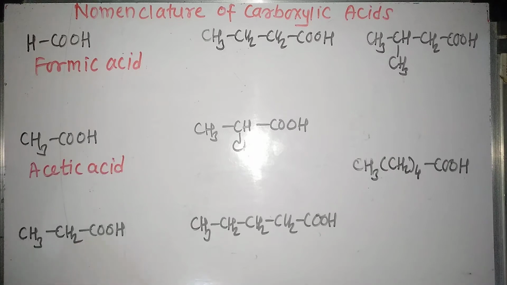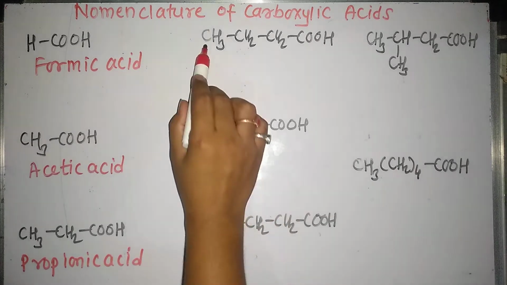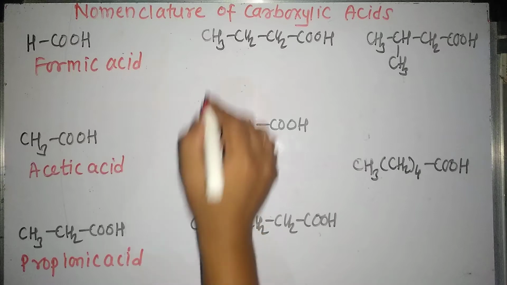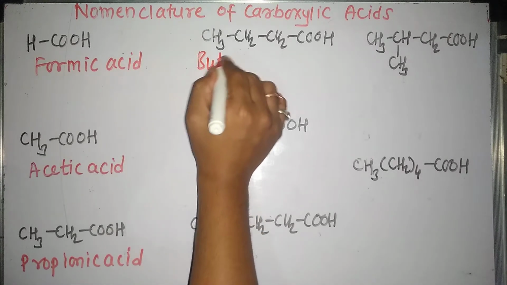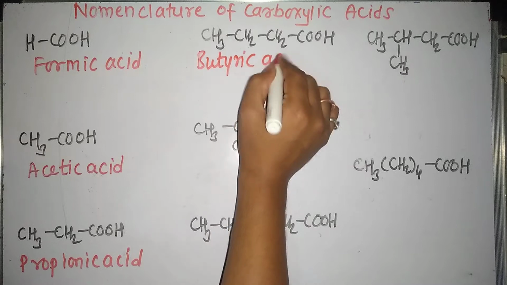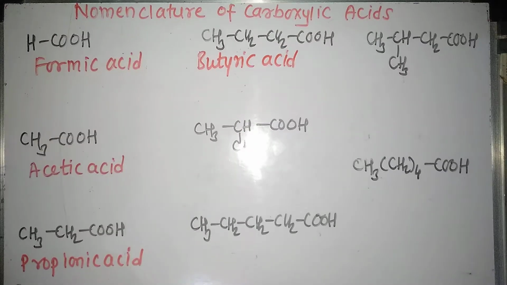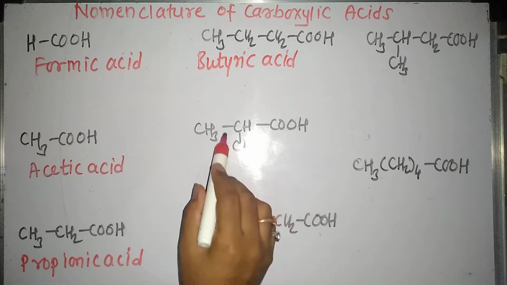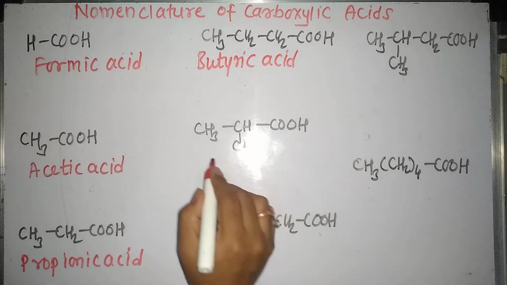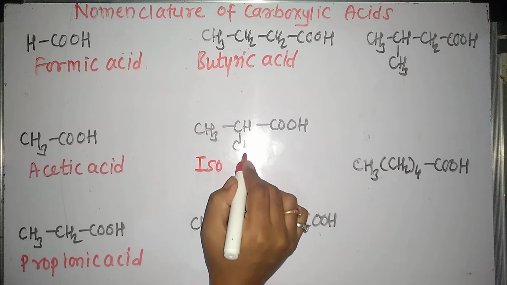Next is 1, 2, 3. The three-carbon carboxylic acid is called propionic acid in the common name. Propion means first fat, so it is obtained from fats. That's why it is called propionic acid. Next, 1, 2, 3, 4. So a total of 4 carbon atoms are there. In the common name, it is called butyric acid. This butyr word came from butter. So the next member we have is isobutyric acid, because at the second carbon there is a CH3 group.